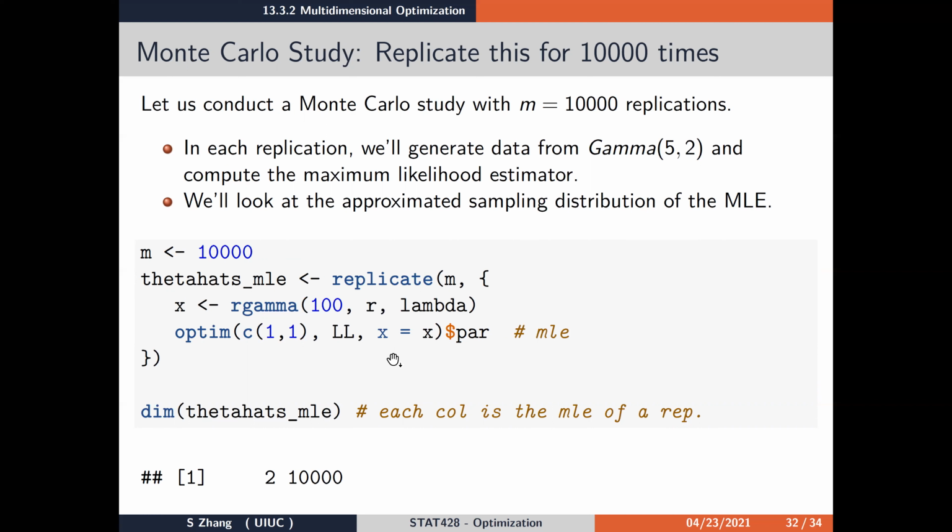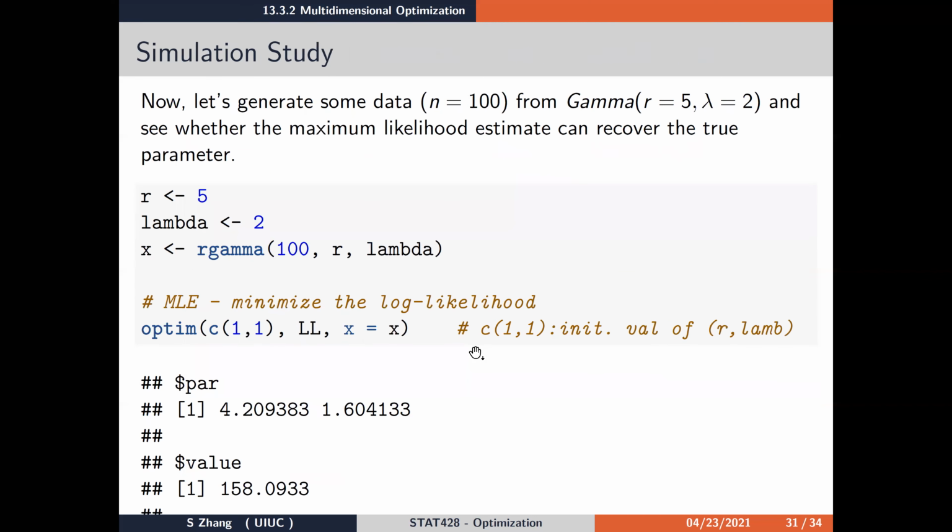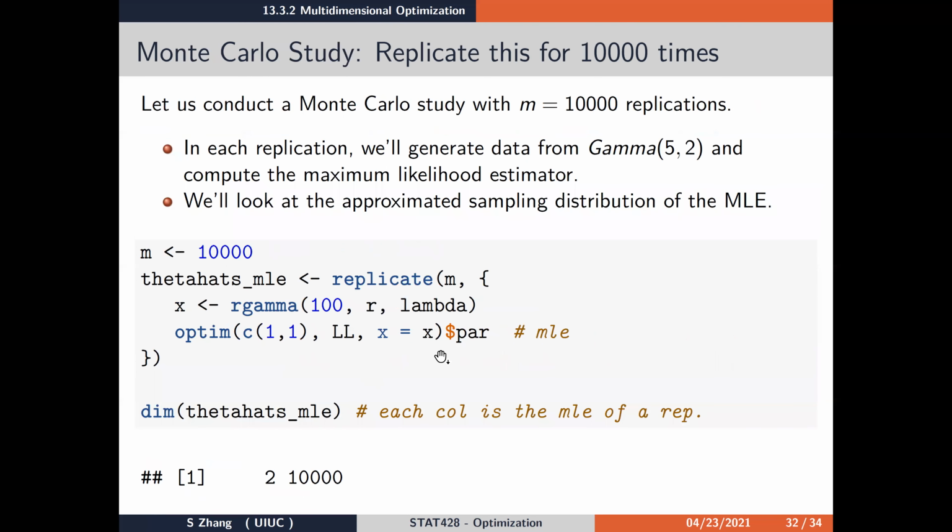So here's the code for this. M is equal to 10,000. That's the number of times that we are going to replicate. We're using the replicate function here, and in each replication, we'll generate our x's, which are random samples from the gamma distribution of size 100. And then we'll use the optim function and ask it to output the parameters, the par object here, which are our r and lambda estimates. You can see that the resulting theta hat MLE object, the result of the replications, is a matrix with 2 rows and 10,000 columns. Each column is the MLE for that particular replication.